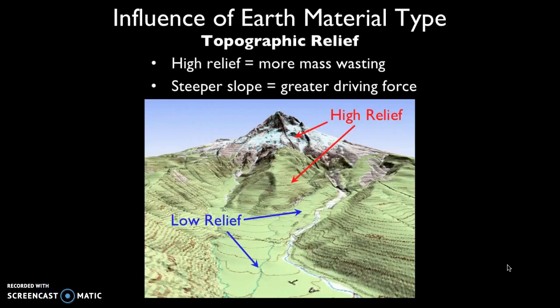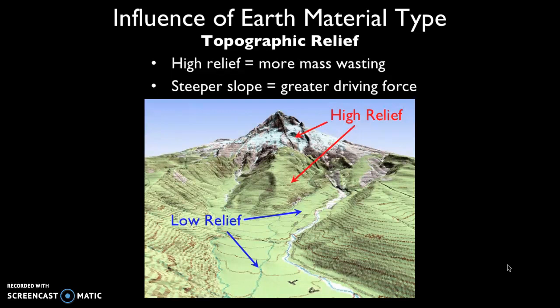Perhaps a more intuitive influence than the earth material is going to be this topographic relief, or the topographic slope itself. So when you have a high relief, or high gradient, I should say, you're going to have more mass wasting than if you had a low relief or a lower gradient. So if the slope is steeper, then you are going to have more mass wasting. So why is that? It's because you're going to have more driving forces than resisting forces.